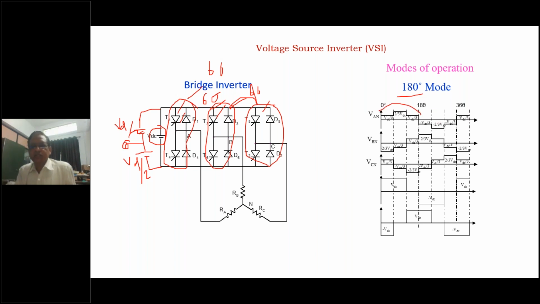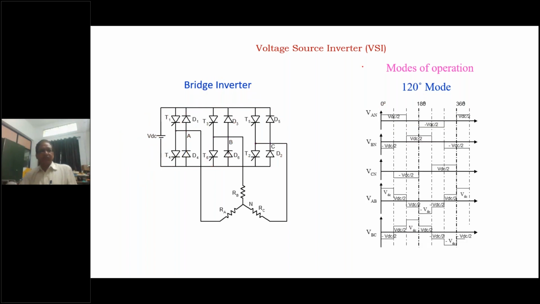So here, this is conducting for the positive half cycle. First for 60 degree, we get VDC by 3, then 2 VDC by 3, and VDC by 3. For the negative half cycle, first minus VDC by 3, then minus 2 VDC by 3, and again minus VDC by 3. So this is the negative form. This is for the 180 degree mode operation.